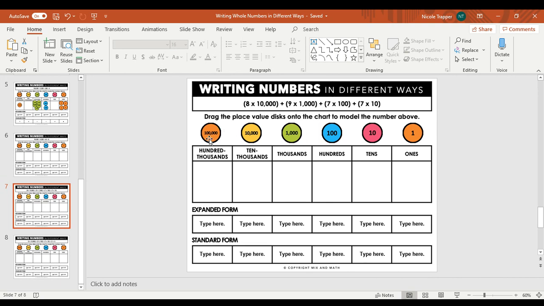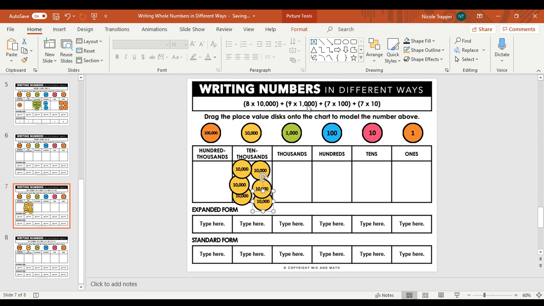So I'm going to first look for 100,000s, but this one starts at 10,000, so that means there's no 100,000s. Next, I'm going to look for 10,000. This says 8 times 10,000. So there's 8 of these in this 10,000s place. If I want to know the value of this, I would do 8 times 10,000, which is 80,000.